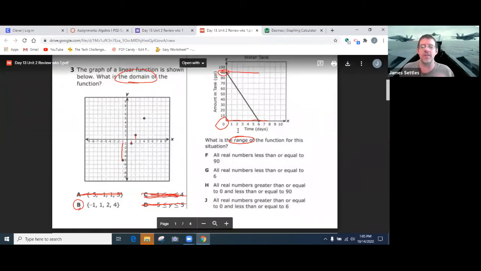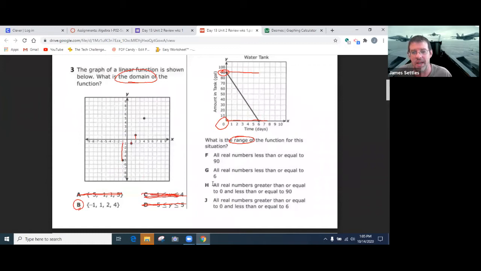So we had 2 dots. I should have 2 numbers. So it should be 0 and 90. The only one that has 2 numbers, and there's 0 and 90, would be H. So this has 90, but it doesn't have 0. We had to have 2 numbers.